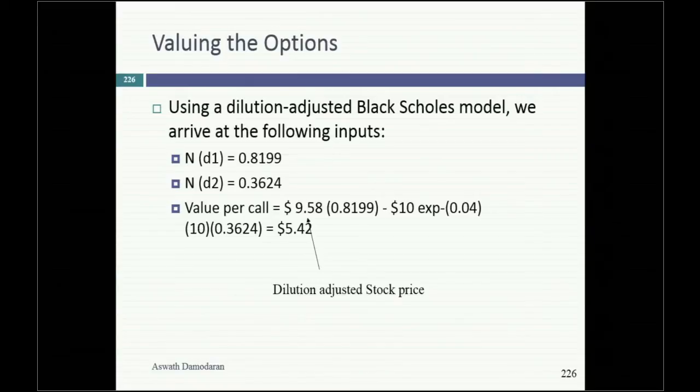I have 100 million shares at $10 per share and 10 million options at $5.40 an option. I add the two up, I come up with 1,050 million, divided by 110 million shares. I come up with a value per share of $9.58. I use that as my input, as the S, to come up with the value of the option.